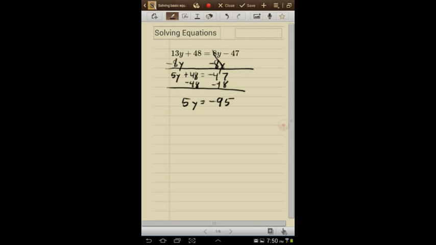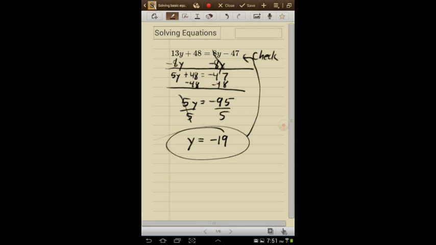I need to divide the 5 both sides to get y by itself. Those 5's just cancel out. That's how y is by itself. Negative 95 divided by 5 is negative 19. Use a calculator if you need to. And if I needed to check that, I could take this, plug that into the original equation, and it'll come out.